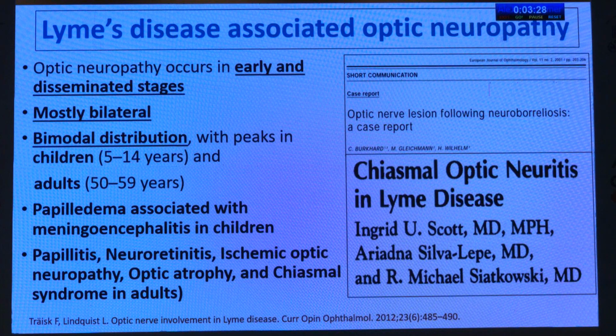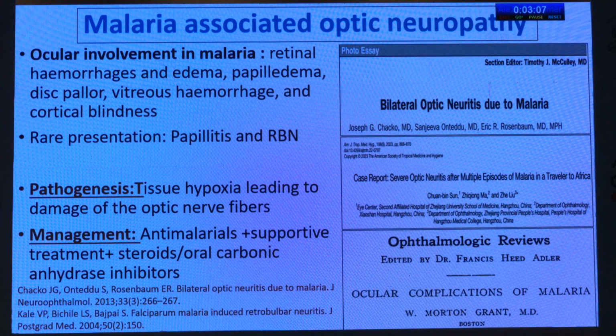Similarly, in Lyme disease also, there can be optic neuropathy mostly in the early and disseminated stages, and it is mostly bilateral with a bimodal distribution of the age. In children, there is papilledema associated with meningoencephalitis, whereas adults have a variable presentation with papillitis, ischemic optic neuropathy, optic atrophy, as well as chiasmal syndrome. In malaria-associated optic neuropathy, there is a rare presentation of either a retrobulbar neuritis or papillitis, and the pathogenesis is tissue hypoxia because of the parasite which causes damage of the optic nerve fibers.